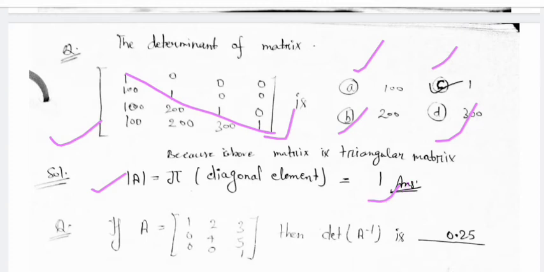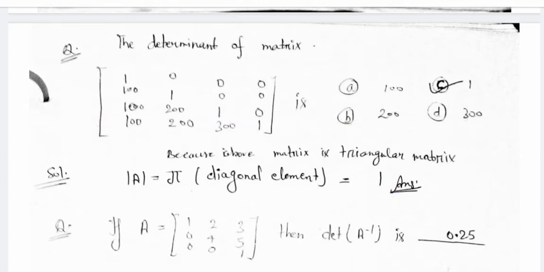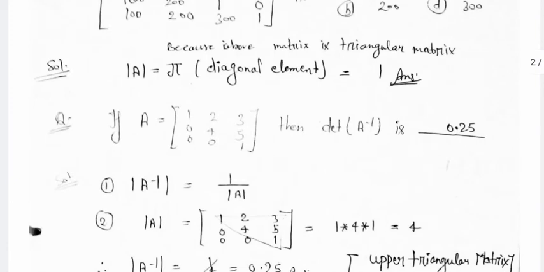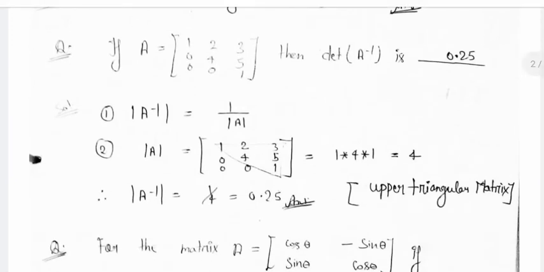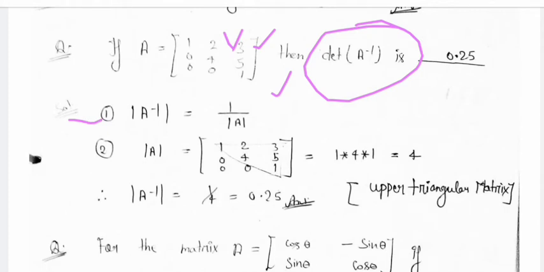Okay, now come to the next question. The next question is defined as: if A equals 1, 2, 3 in the first row, 0, 4, 5 in the second row and 0, 0, 1 in the third row, that is an upper triangular matrix, then find the determinant of A inverse. Now this is a really interesting question, because it is very easy to solve with some short tricks. One is that we know the determinant of A inverse can be written like this. Yes, this is also true.